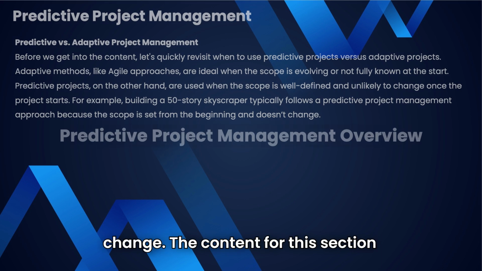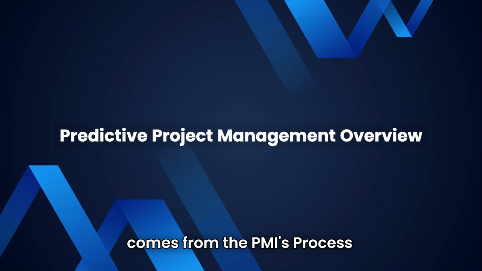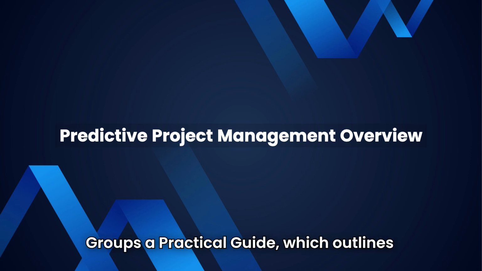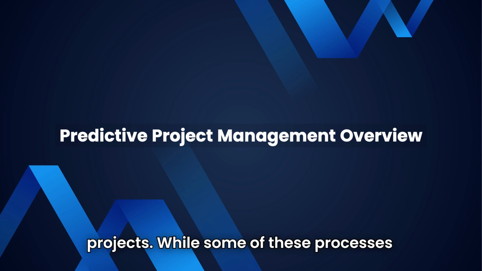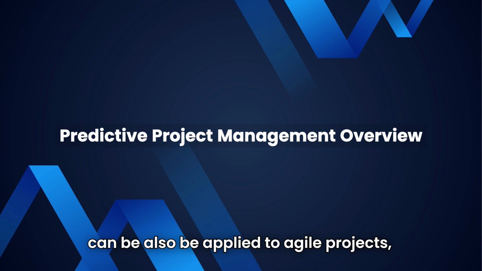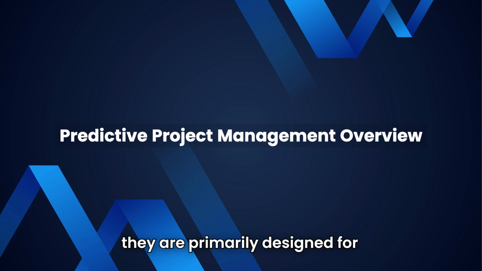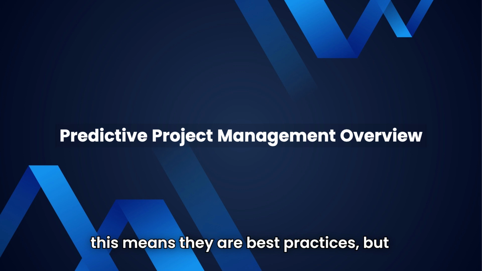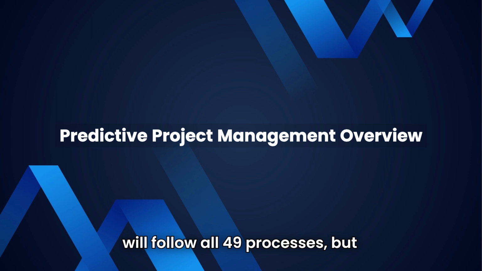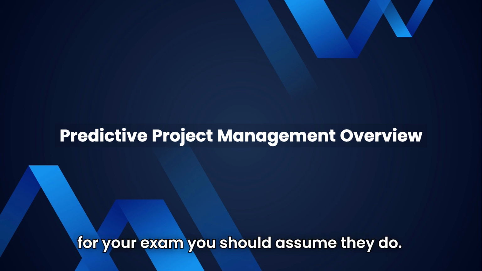The content for this section comes from the PMI's Process Groups: A Practical Guide, which outlines 49 processes used in predictive projects. While some of these processes can also be applied to Agile projects, they are primarily designed for predictive projects. PMI states that these processes are considered good practices on most projects, most of the time. This means they are best practices but not mandatory. Not every project will follow all 49 processes, but for your exam, you should assume they do.